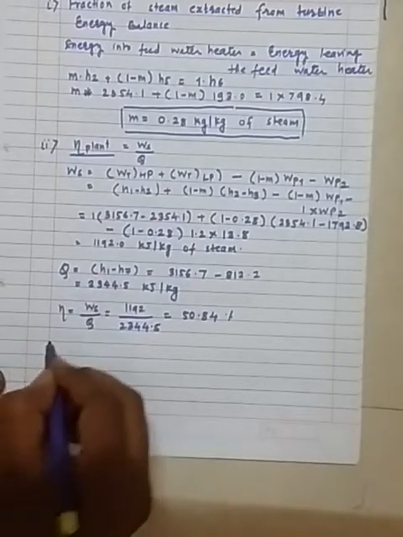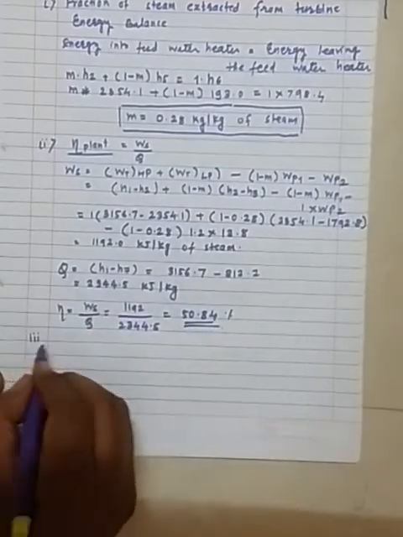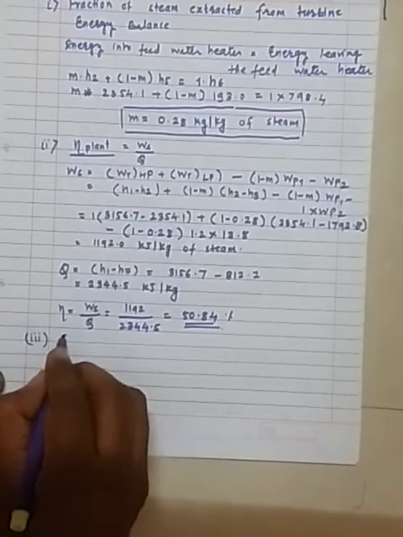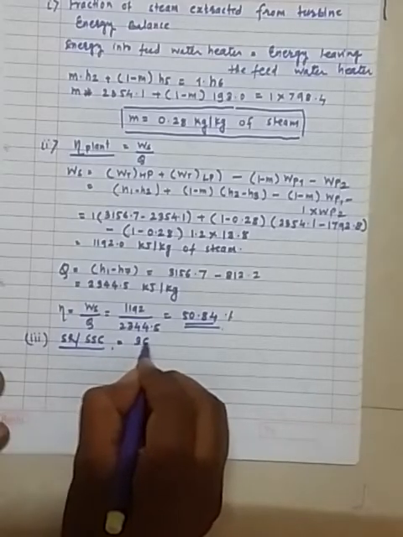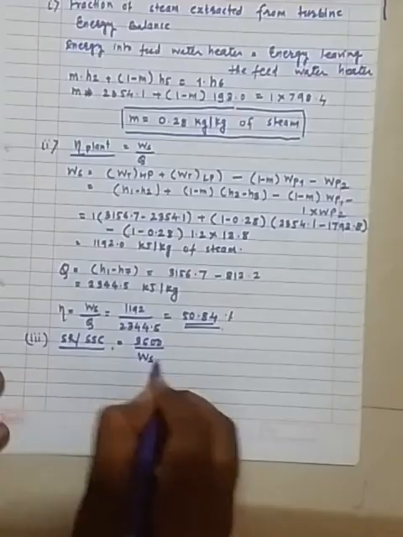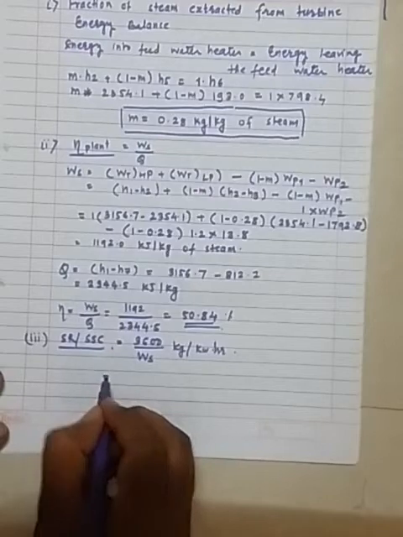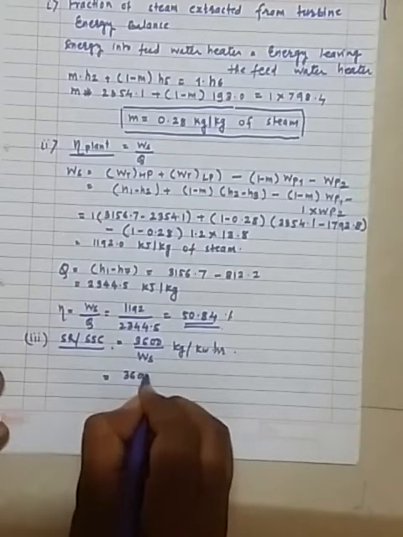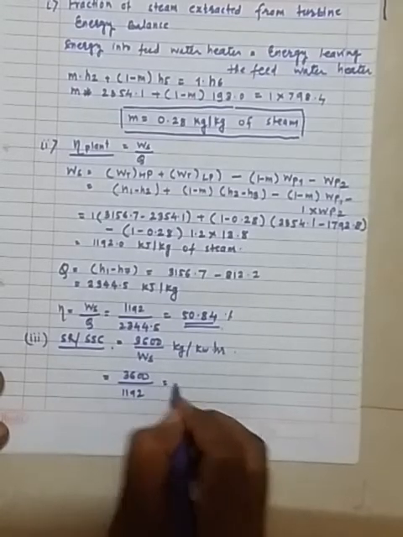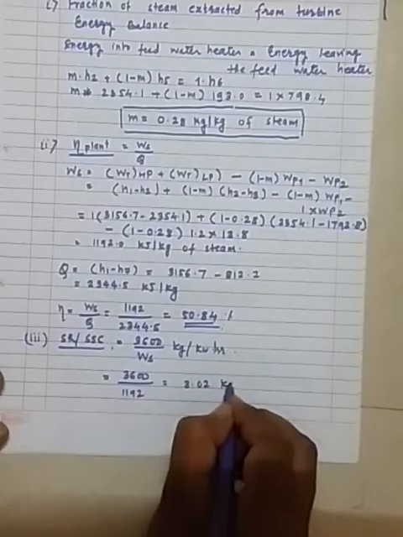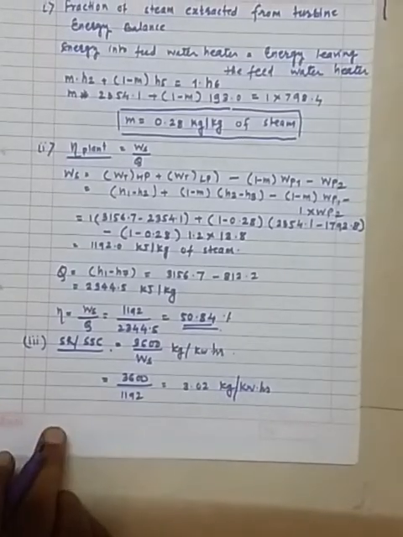So next, this is the second answer. The third thing that we have to work out is the steam rate or specific steam consumption, which is 3600 divided by shaft work, and we are expressing it in kg per kilowatt hour. So now I have 3600 in the numerator divided by shaft work, which is 1192. So I will get 3.02 kg per kilowatt hour.